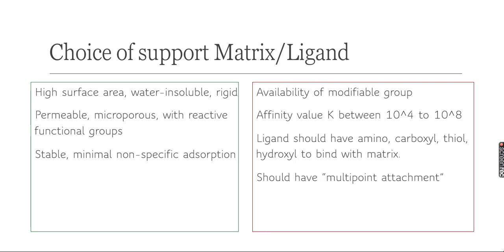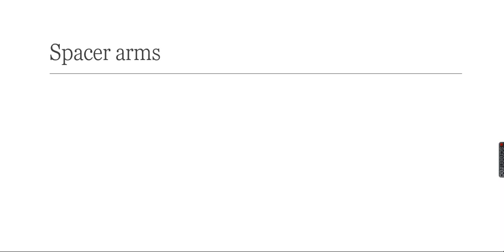It should have multi-point attachment. If it has multi-point attachment, the binding with the matrix will be strong and irreversible, so the stability of the attachment will be high. Sometimes we need to have spacer arms also, because we'll show you why it is important. We need this for the coupling of small ligands to the matrix, since sometimes we have seen low binding capacity. The reason can be steric hindrance.